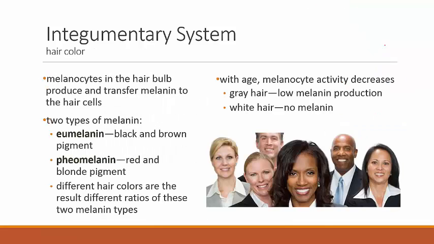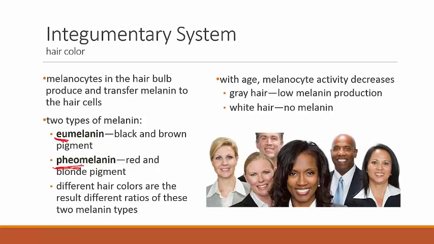So hair color is the result of a couple of different factors. Melanocytes in the hair bulb produce and transfer melanin to the hair cells, just like we saw with the skin. And there are two types of melanin that they produce. There's eumelanin, U meaning true. So eumelanin, that's the black and brownish pigments of melanin. And then pheomelanin. Pheomelanin is a red or blondish colored pigment.